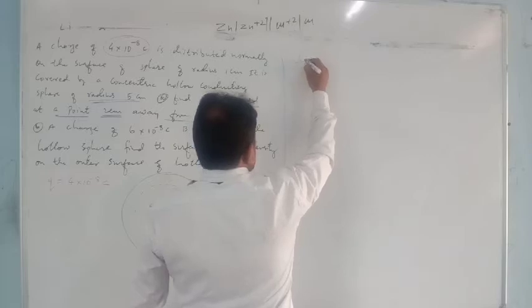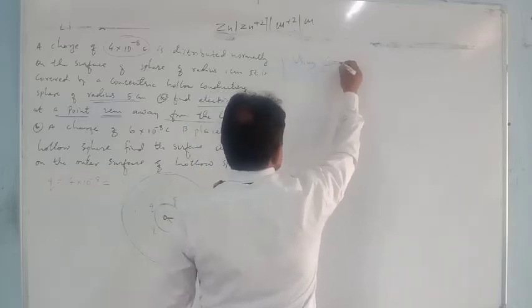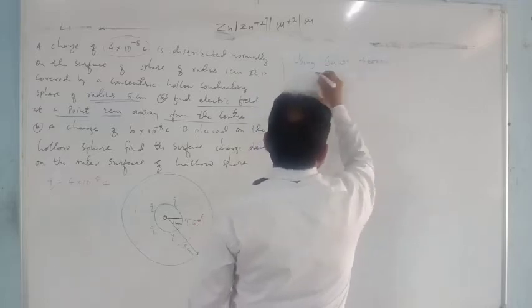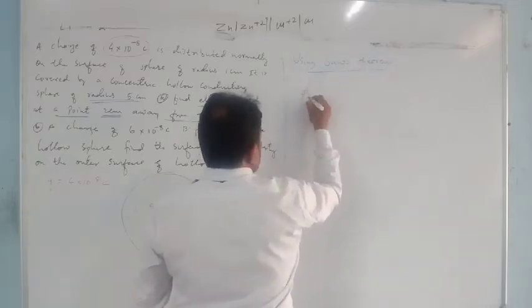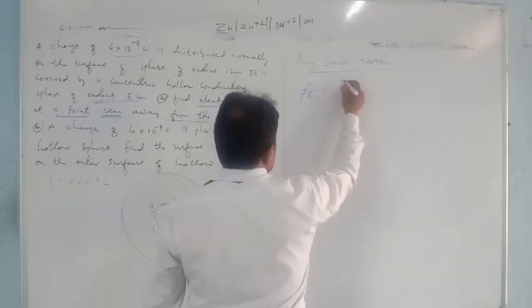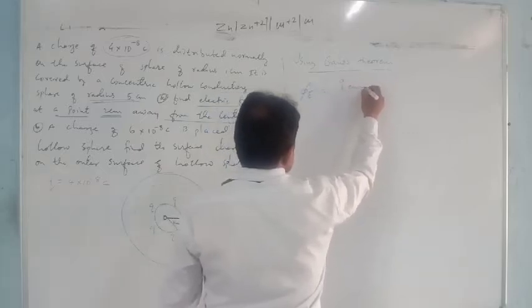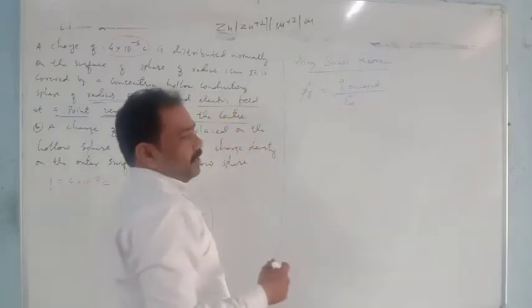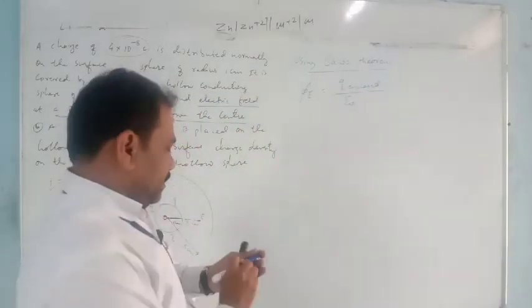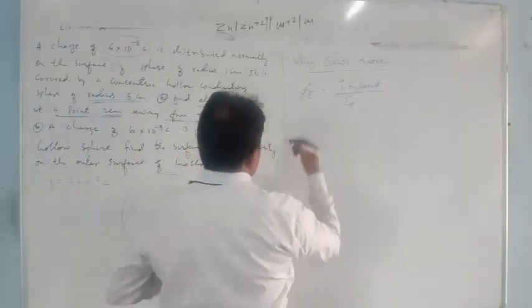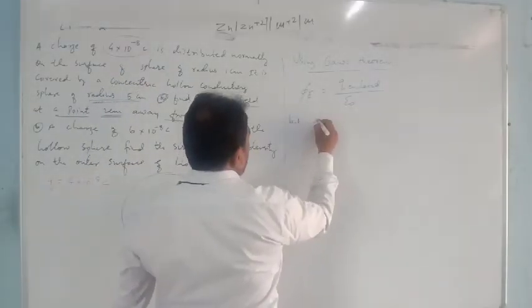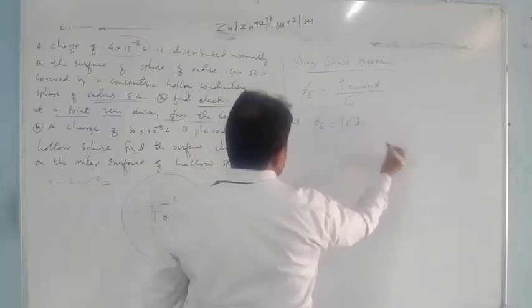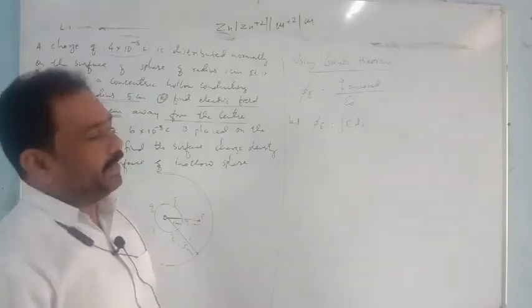So using Gauss theorem, electric flux is exactly equal to enclosed charge upon epsilon naught. But what is electric flux? Electric flux must be the integration of E dS cos theta. Okay.